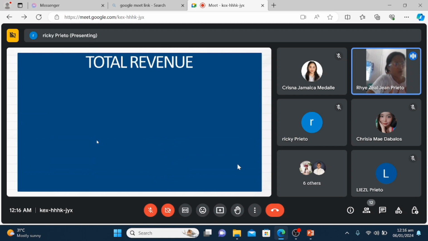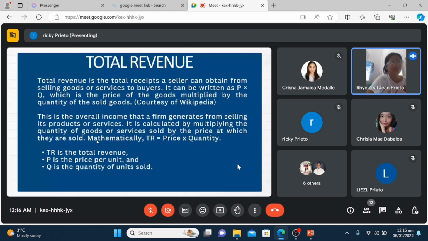Moving forward, we have the total revenue. So unsa man ni siyang total revenue? Total revenue is the total receipts a seller can obtain from selling goods or services to buyers, and it can be written as price times the quantity units sold. So same ra siya sa pagkuha sa revenue, which is the price of the goods multiplied by the quantity of the sold goods.